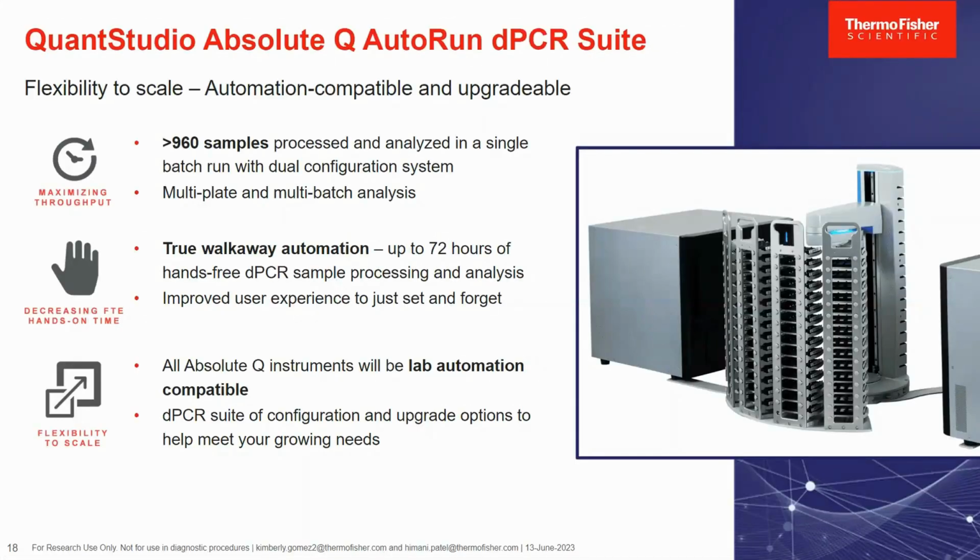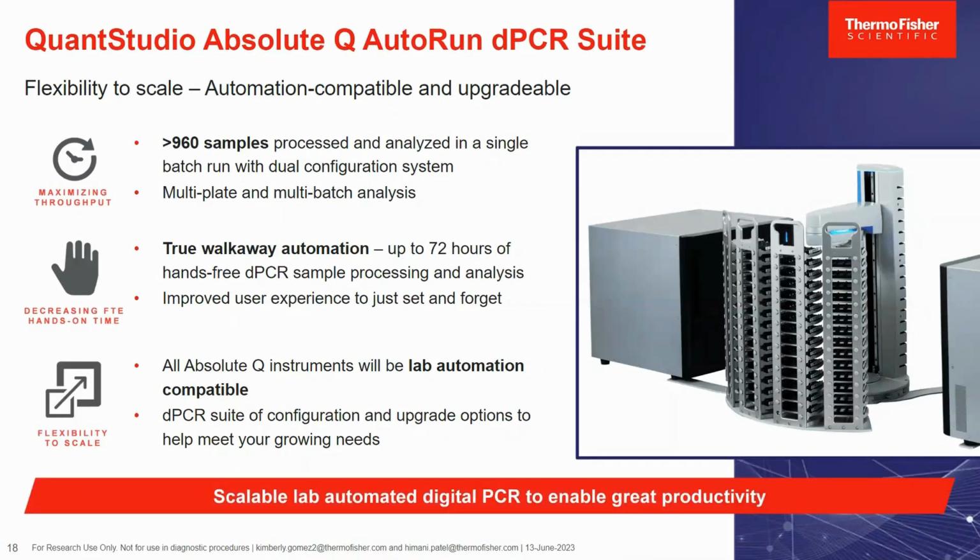The Absolute Q auto-run dPCR suite uses Thermo Fisher's Spinnaker microplate robot. With this suite, we're not only maximizing sample throughput, but also data throughput by enabling multi-plate and multi-batch analysis. We have true walk-away automation because of the stability of our DNA dPCR reactions. We can provide 72 hours of hands-free walk-away automation, so you can do things overnight or over the weekend with confidence.